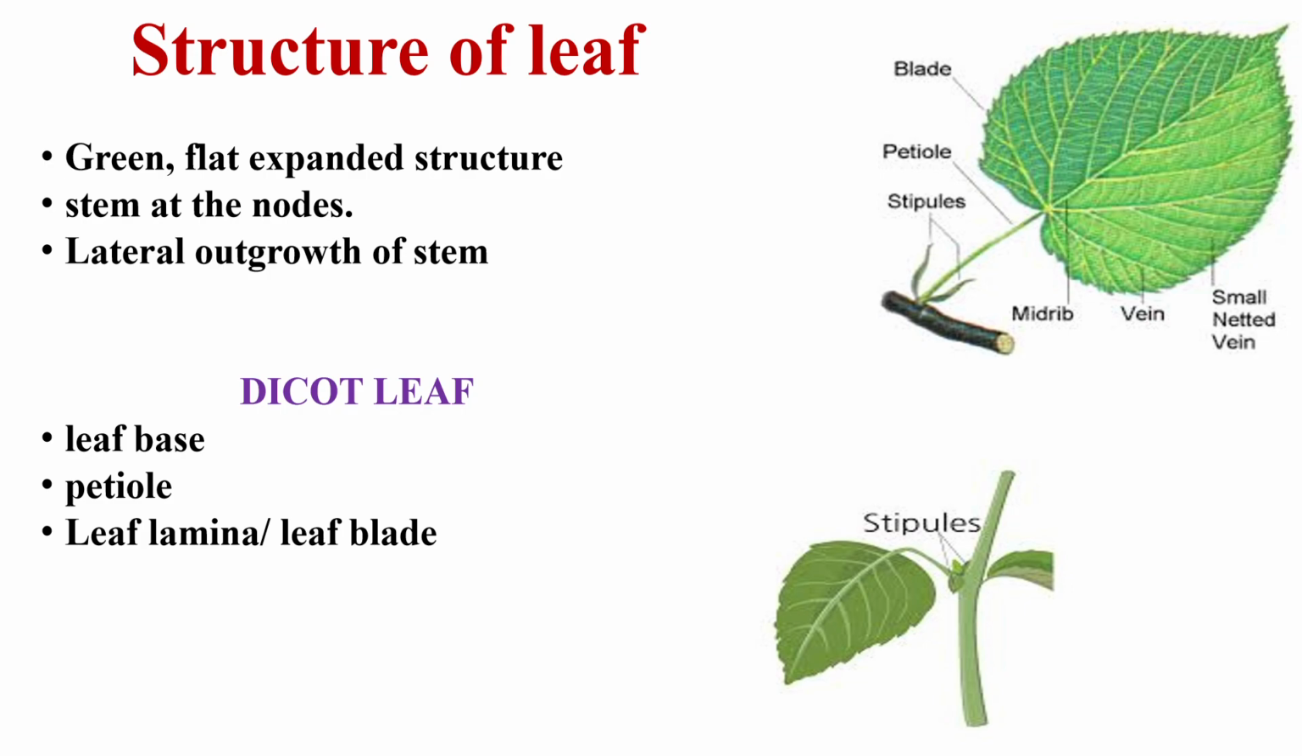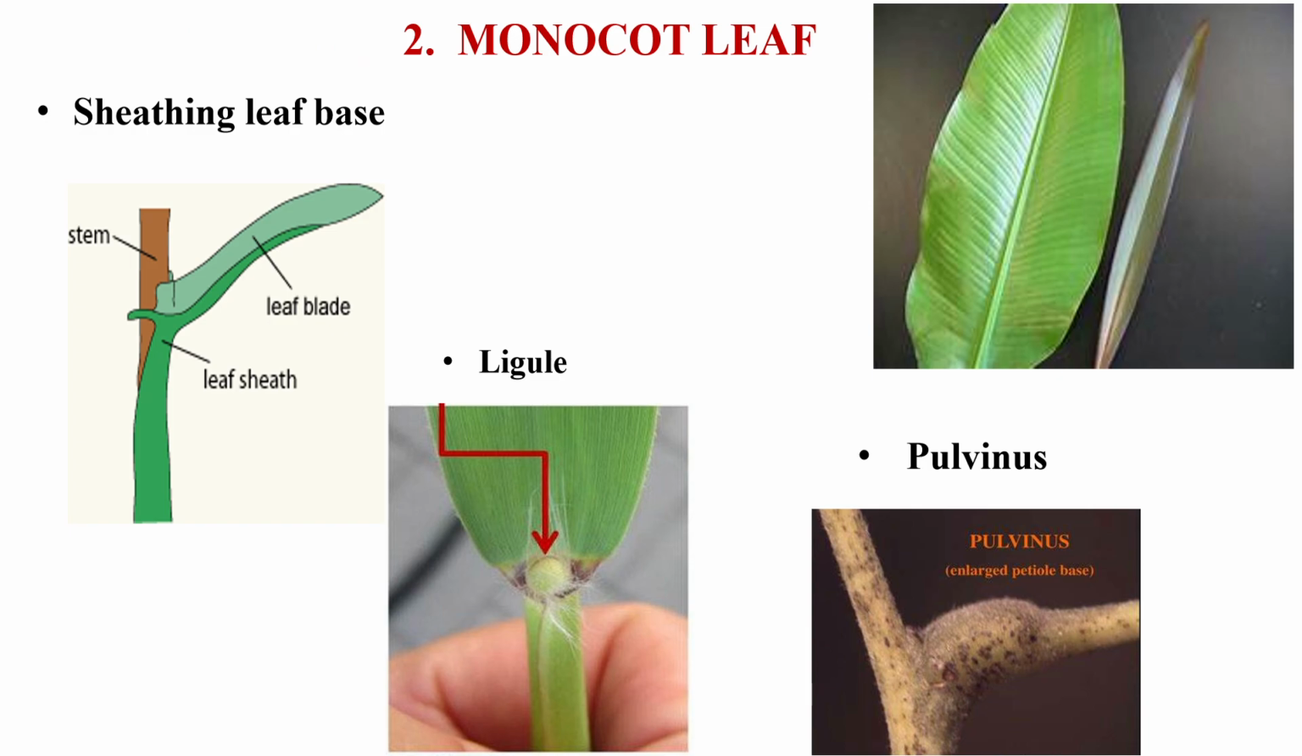When we see monocot leaves, the petiole is absent and the base of the leaf blade forms a loose sheath at the node, known as the sheathing leaf base. At the junction between the sheathing leaf base and the leaf blade, there is a small membranous outgrowth known as ligule. In some plants, the base of the petiole is swollen and flexible. The swollen base is known as pulvinus.